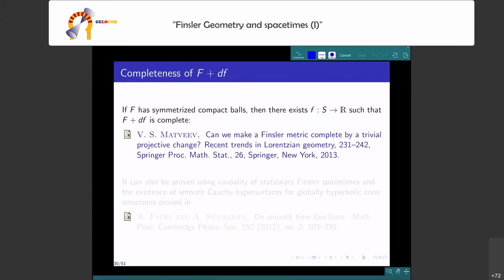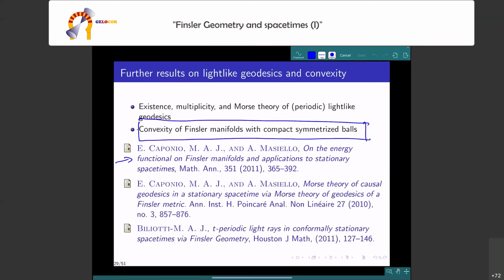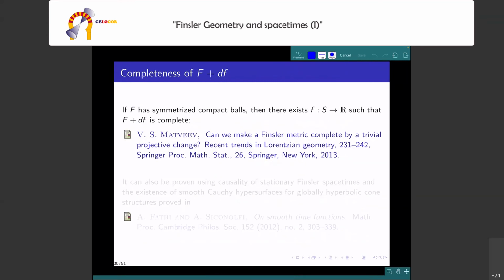Then we can try. All of these results are very interesting, but all of them are for Randers metrics, except this result of convexity, which we proved for an arbitrary Finsler manifold. But then the other result that we proved is that if you have a Randers metric F such that the intersections of the forward and backward balls are precompact, then there exists a function f such that when you sum the differential of the function, you obtain a complete metric. Okay, this is done using the existence of smooth Cauchy hypersurfaces in a globally hyperbolic spacetime.